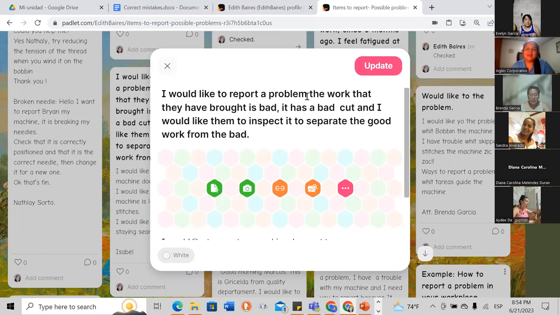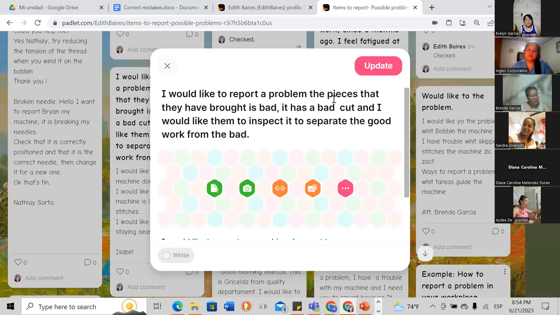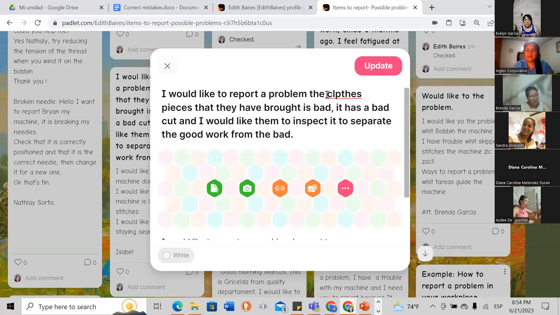Mm-hmm. Entonces sería, and in this case will be pieces, las piezas. Okay. The pieces, clothes pieces, las piezas de ropa que han traído. The pieces that they have brought are bad. It has a bad cut, and I would like them to inspect it to separate the good from the bad.